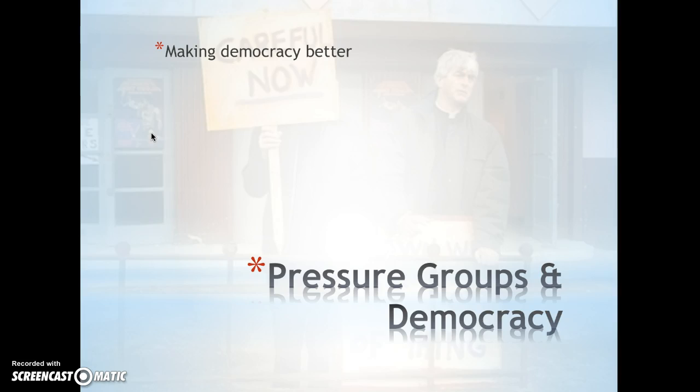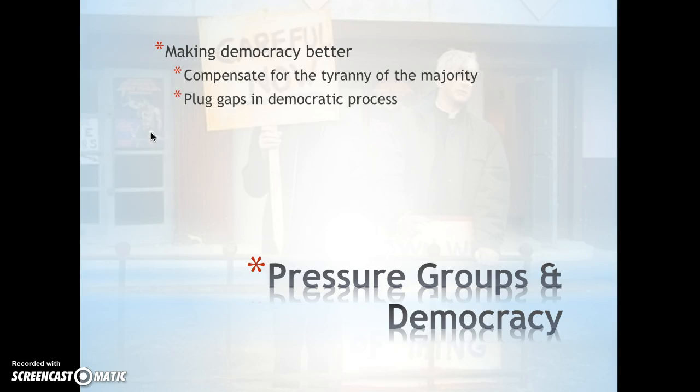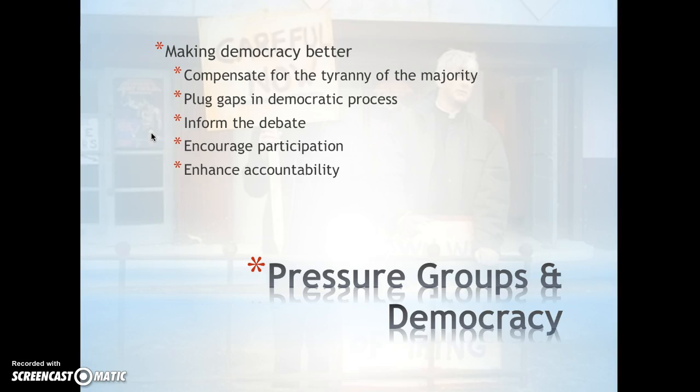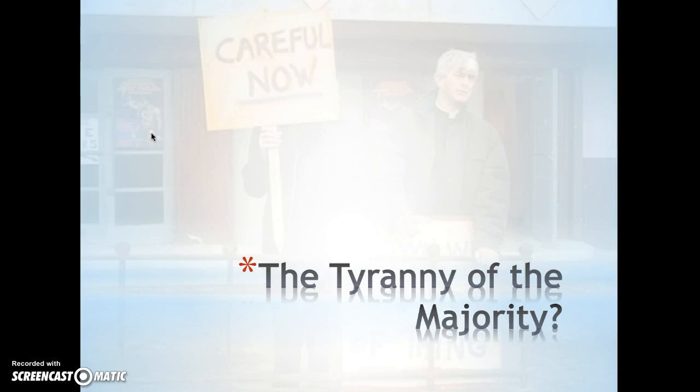And I think the main way in which they seek to do that is through 5 mechanisms. First of all, they seek to compensate for the tyranny of the majority. They also look to plug the gaps in the democratic process. They're there to inform the debate, to encourage participation, and finally to enhance accountability. Now we're going to go through all of these individually, but again, I'm really just going to be giving you the broad outline. What I want you to do is to come up with the evidence that you're going to use to give substance to this particular argument.